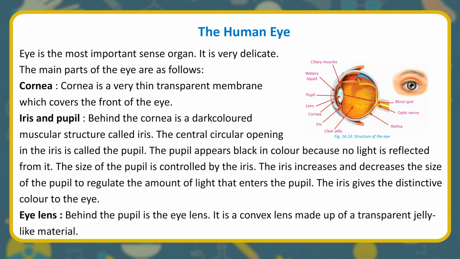The pupil appears black in color because no light is reflected from it. The size of the pupil is controlled by the iris. The iris increases and decreases the size of the pupil to regulate the amount of light that enters the pupil. The iris gives the distinctive color to the eye. Eye lens. Behind the pupil is the eye lens. It is a convex lens made up of a transparent jelly-like material.